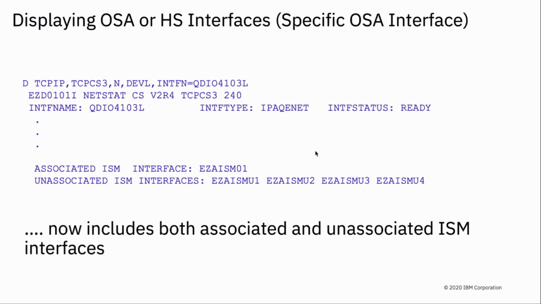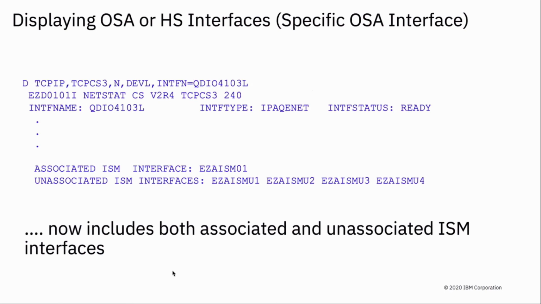All right, so this is displaying OSA or hypersockets interfaces. Before, you would see if there was an associated ISM interface, what the name was. In this case, it was EZA ISM01. That's still there, but now what you have in addition to that is the unassociated ISM interface.